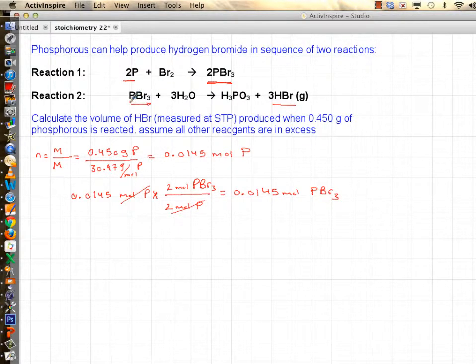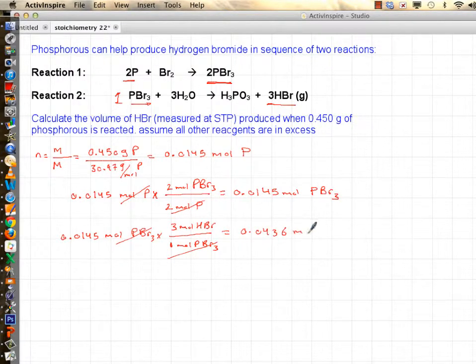Now I'm ready. I go to the second equation, and this time it's 1 to 3. That's my ratio, so I use that to find moles of HBr. So 0.0145 moles of PBr3 times, for every 1 mole from the balanced equation of PBr3, I produce 3 times as much, 3 moles of HBr. So we stop at this stage, and what you will find is 0.0436 moles of HBr.